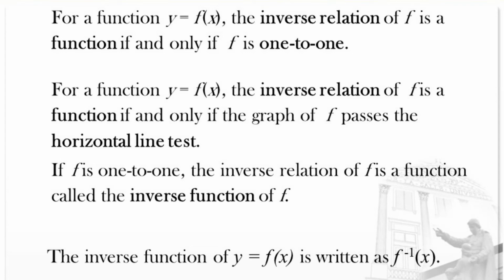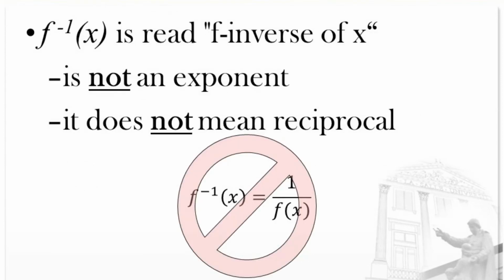Passes the horizontal line test. So if the function is one-to-one, the inverse relation of the given function is called the inverse function of the original function. So the inverse function of y equals f of x is written as f inverse of x.